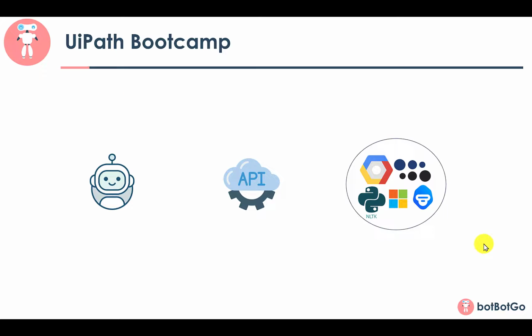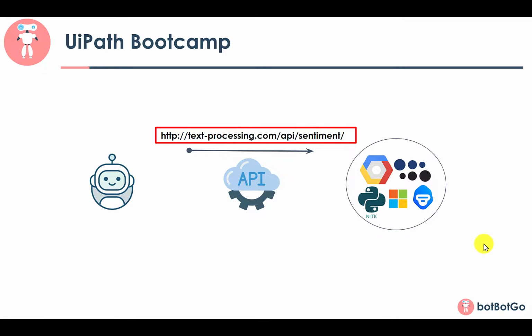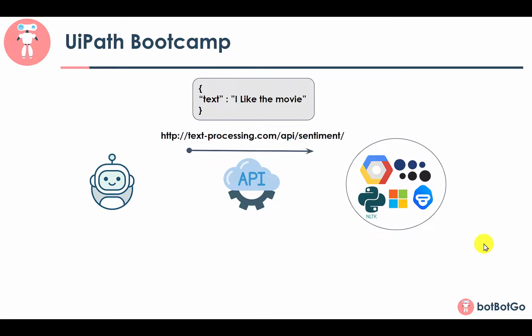Well, each of these AI API models have a unique URL, and one such example is the Text Processing API, and its URL would look something like this. As the robot sends a request to one of these web APIs, it would also need to pass some parameters, which the API might need to process the request. In our case, since we want a sentiment analysis, we would be passing the movie review as a parameter.